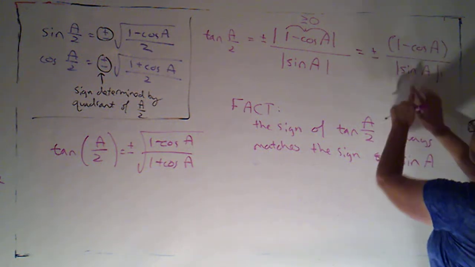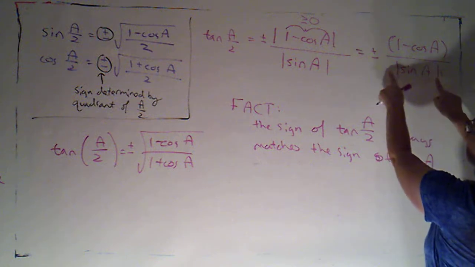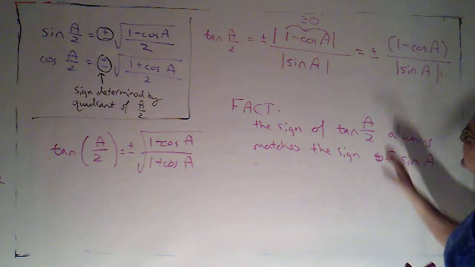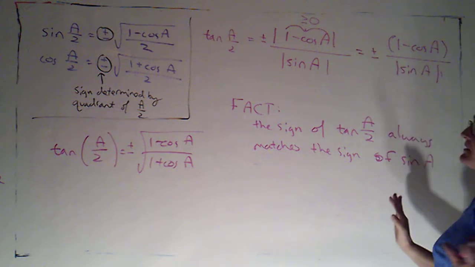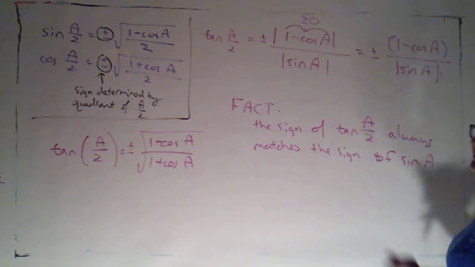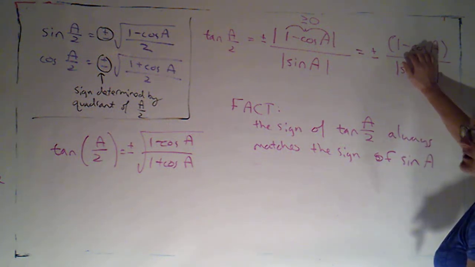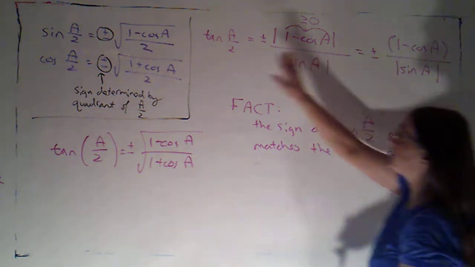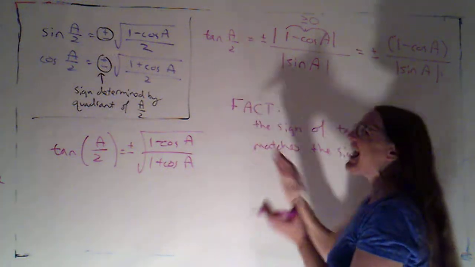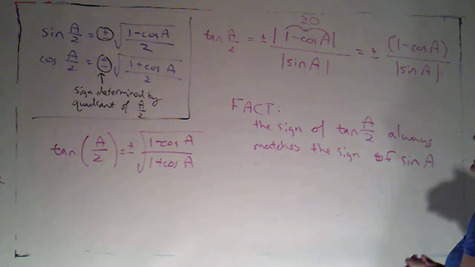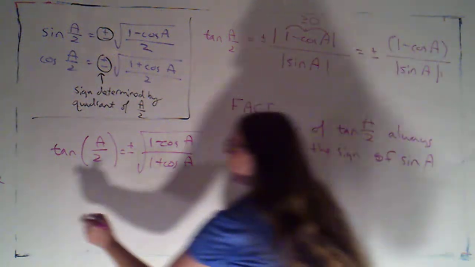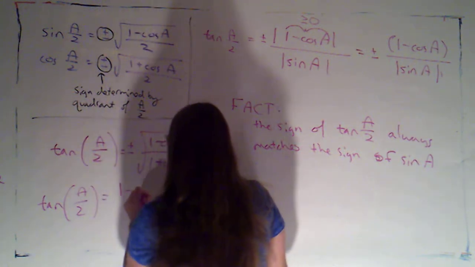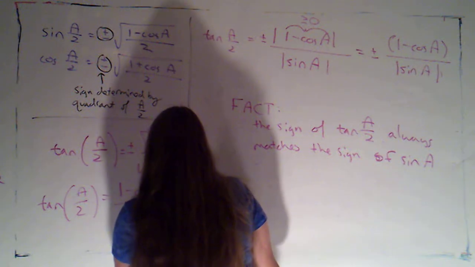So I'm going to, I've got plus or minus the absolute value of sine A here, but if I dropped the plus or minus and the absolute value, I would just have a sine A on the bottom. The top here is never negative, so the sign of this fraction is going to be determined by the sign of the denominator. I want it to match the sign of tangent of A, and it does. So it actually works out brilliantly that tangent of A over 2 is just 1 minus cosine of A over sine of A.